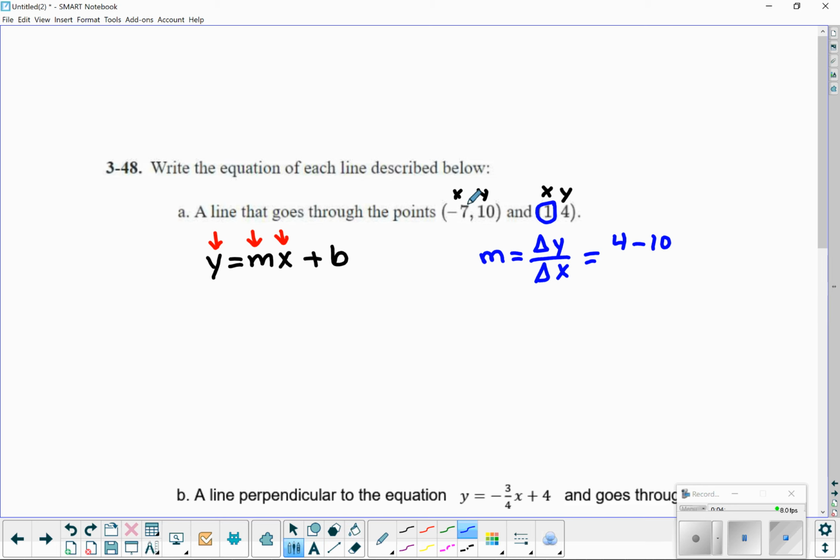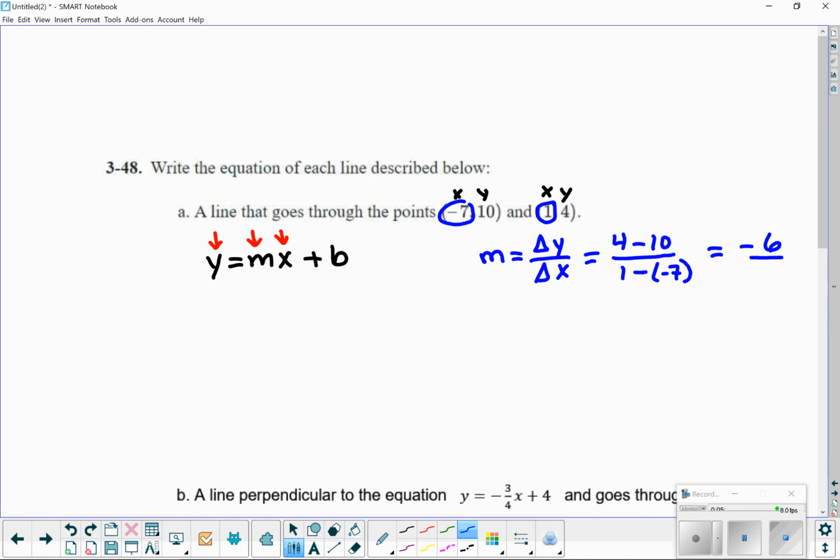1 minus negative 7. So I'm going to write it, that's the change in x, that's 1 minus, and then you're going to put in negative 7. Even though it already says minus, you're always going to subtract, and then whatever the number is, you're going to put in, which is negative 7. So 4 minus 10 is negative 6. Use your calculator if you need to.